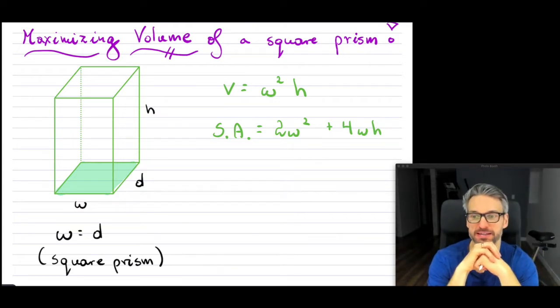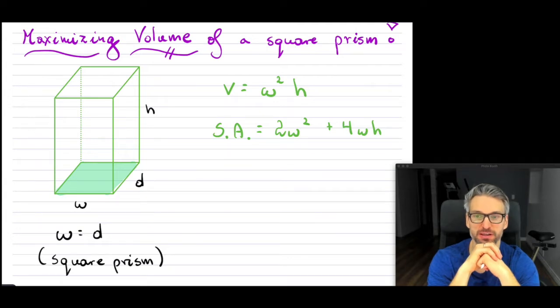I'm going to take the same prism, a square prism here, and we're going to now assume the opposite. We're going to assume that the surface area is given, meaning we know what the surface of this prism is all the way around, top and bottom, and then we want to try to maximize the volume itself.